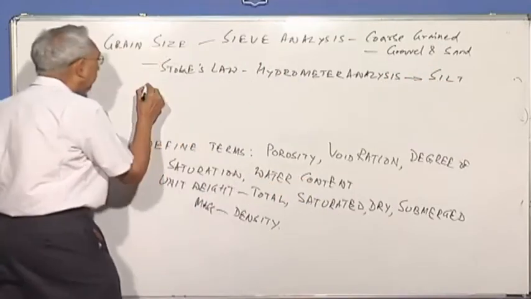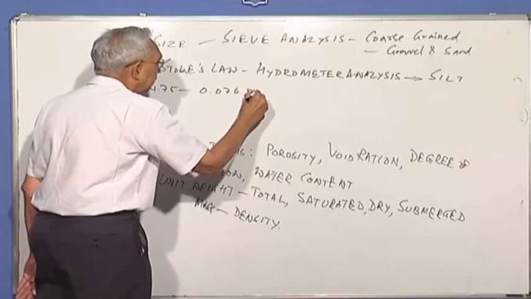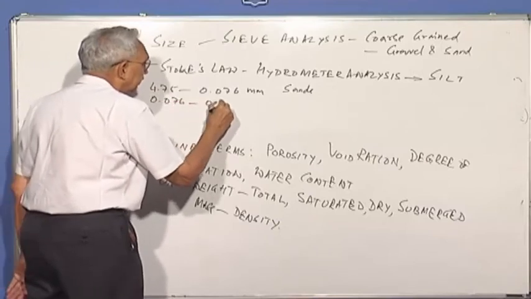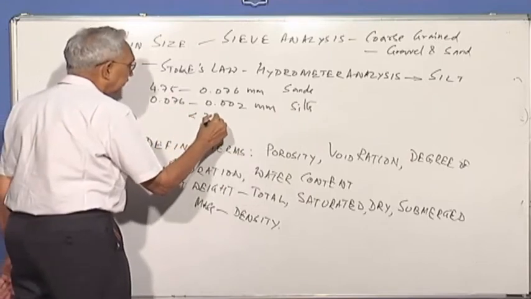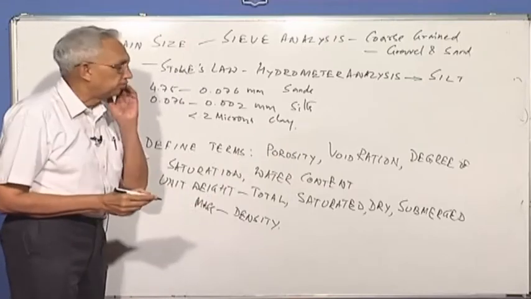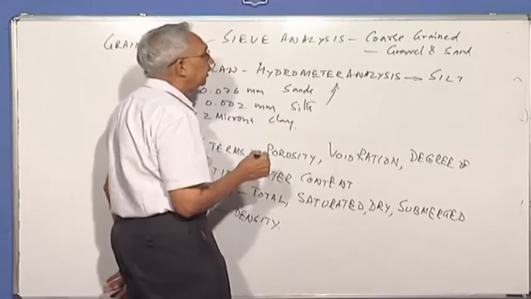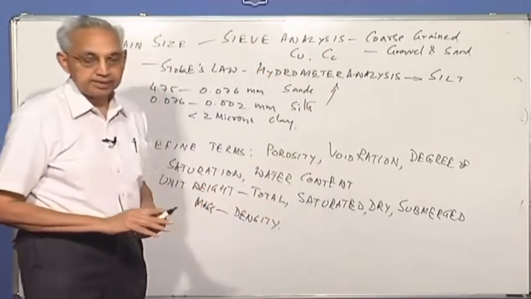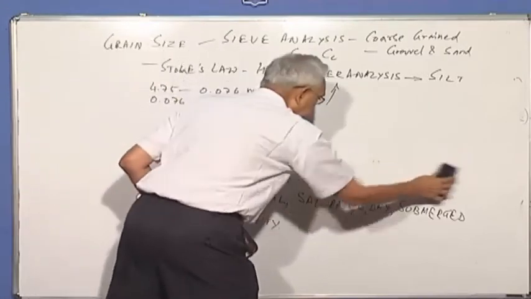We said 4.75 millimeters to 0.076 millimeters are sands, 0.076 to 0.002 millimeters are silts, and less than 2 microns is clay, which is a colloid, and above 4.75 is gravel. So this hydrometer is only for silt, and then we defined some terms here like uniformity coefficient and coefficient of curvature, to show the distribution of the grain sizes at different percentages.